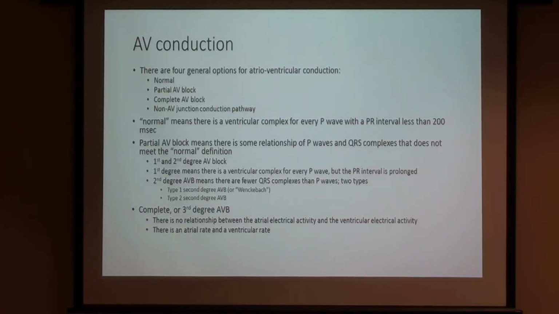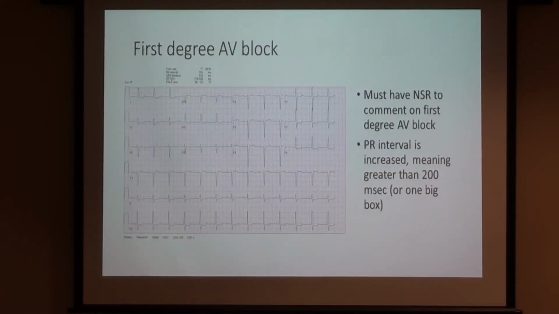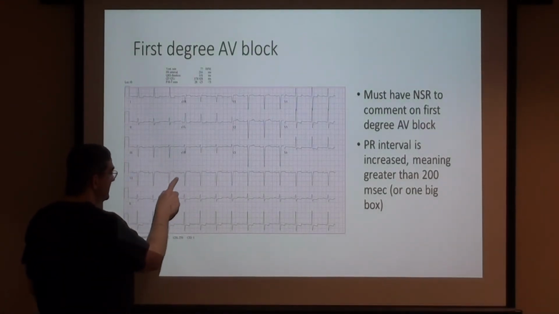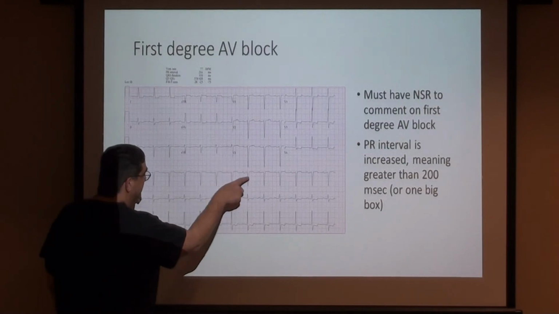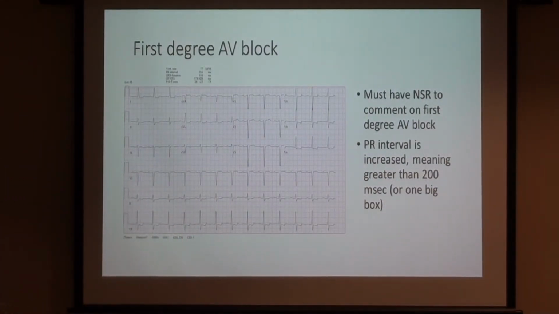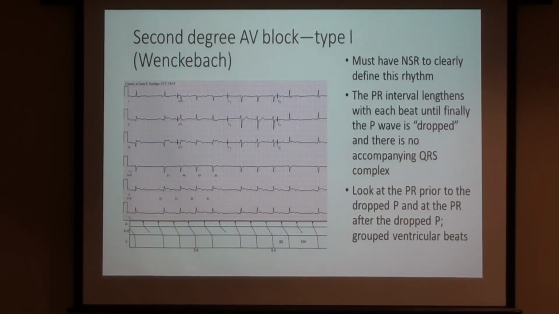All right. So those three are pretty easy, right? I mean, there's either normal conduction, partial conduction, or no conduction. First degree block, again, when you're talking about AV conduction, is there a QRS after every P? The answer is yes. Bigger than one big box. First degree block, done, move on.